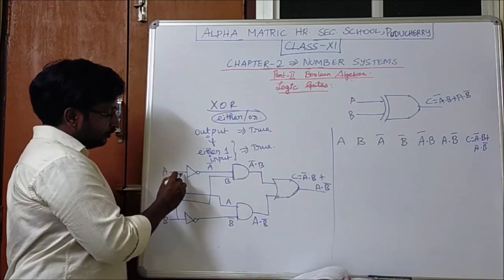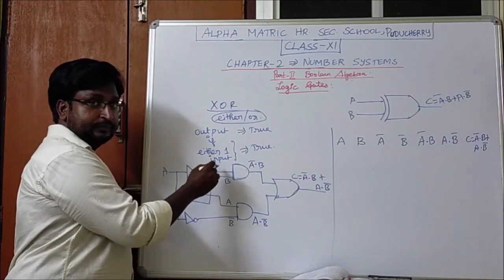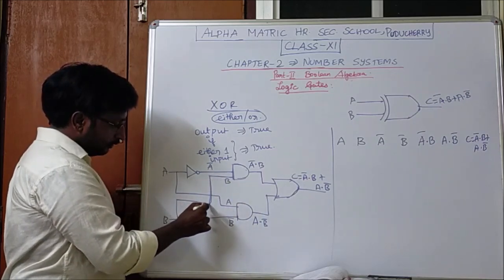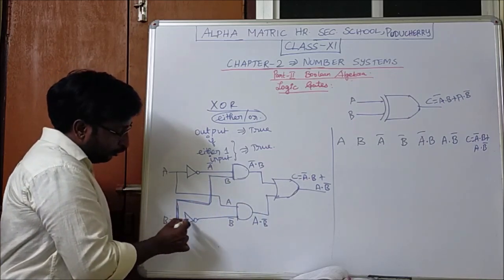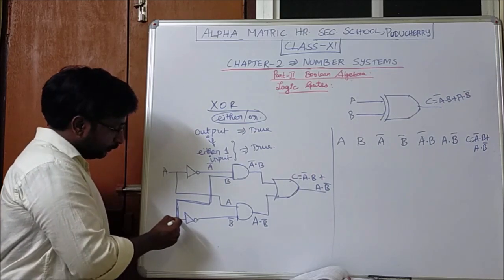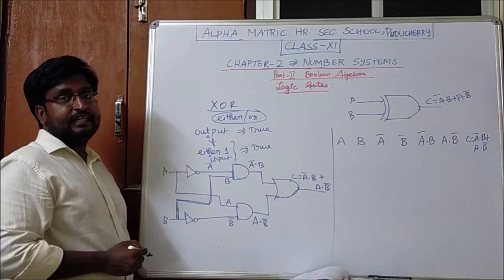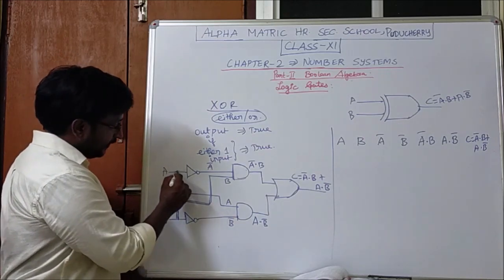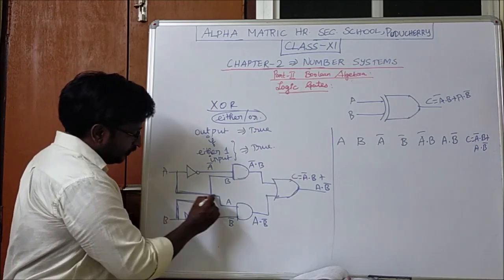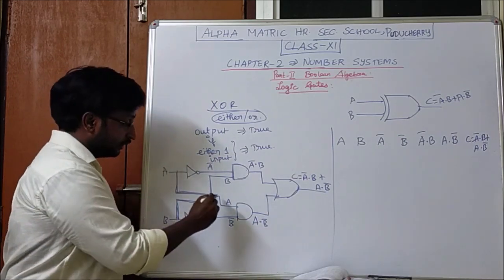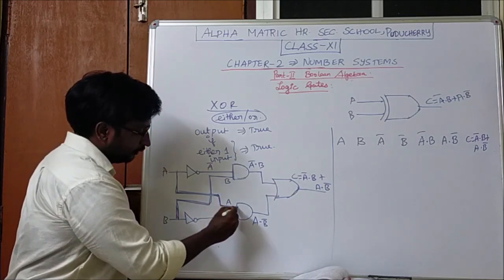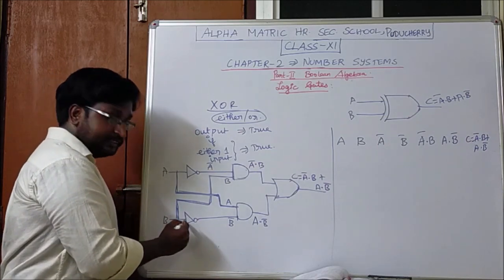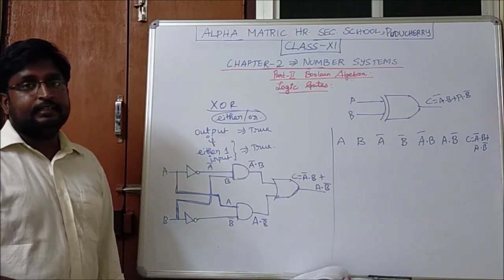So the first input is A, which is inversed. And the second input, you see, before the NOT operation, is given to this first AND gate. Similarly, for the second AND gate, the first input is given before the NOT operation, that is the inverse operation, and the second input is inversed and given to the second AND gate.